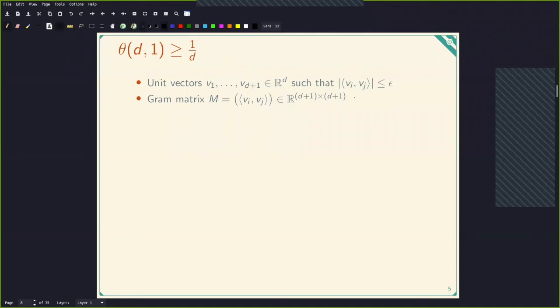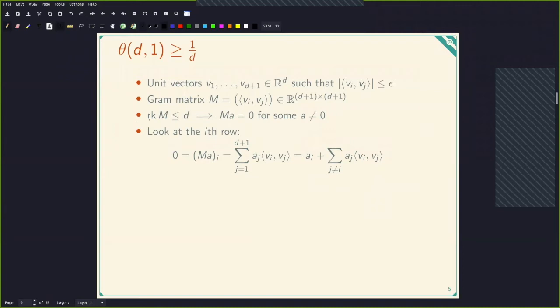So we'll look at the Gram matrix of this thing. Now the Gram matrix has rank at most d, but it's d plus 1 by d plus 1, so it has a non-trivial kernel. There's some non-zero vector a inside of the kernel of this matrix M. So I'm going to look at the equation Ma equals 0, and look at the ith row for some i. There are d plus 1 rows I can look at.